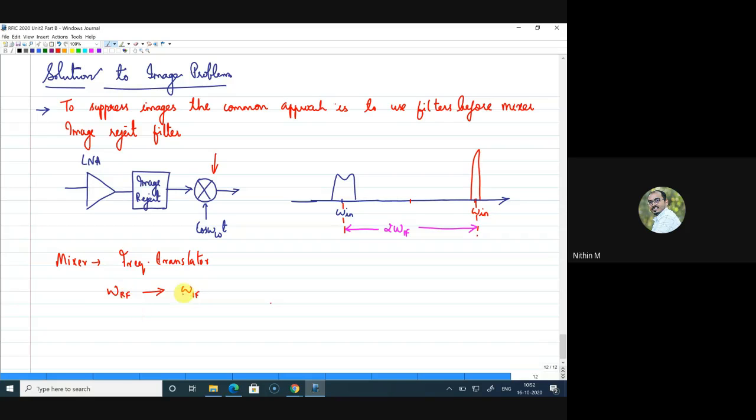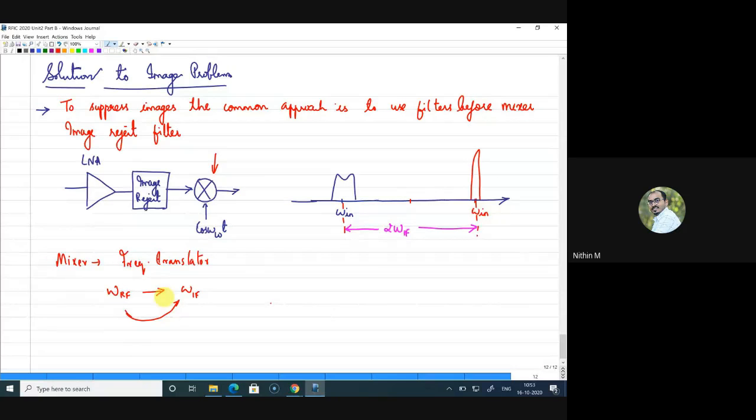Now, why am I doing this? Because ultimately I want to process channel information, and only if I down convert, or translate to a lower frequency, I can easily filter out the components. The relaxation on the filter is a little bit more.